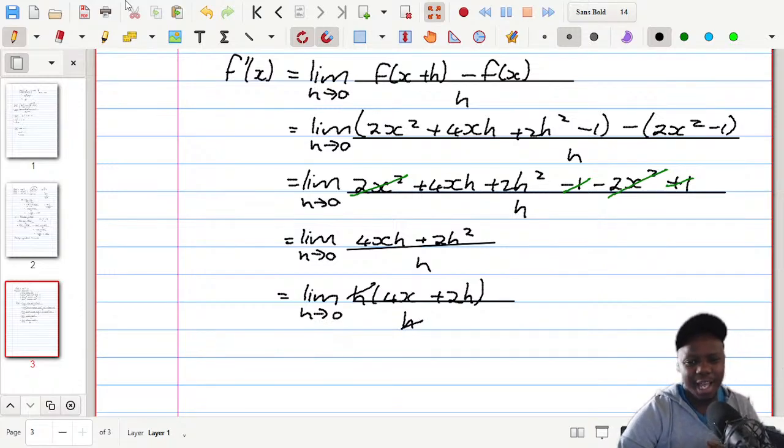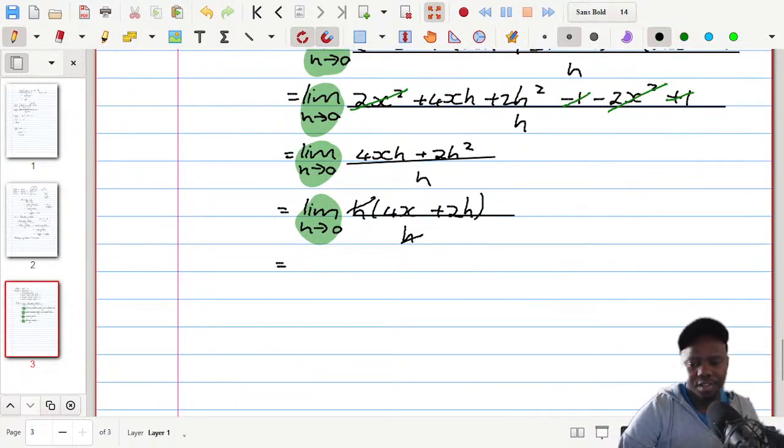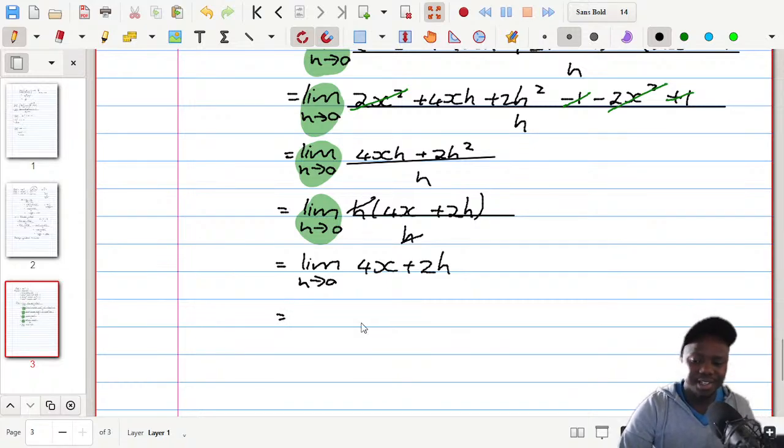Please take note that as I am doing all of this, the limit always remains. If you happen to omit the limit sign beforehand, you're going to lose a mark in your exam. Please take note of that. So, this is going to give us the limit as h approaches 0. Our denominator is gone. We can substitute 4x plus 2h. From this point now, we can substitute h is equal to 0. Since I am substituting h is equal to 0, I can get rid of my limit sign. So this is 4x plus 2 into 0, giving you 4x.